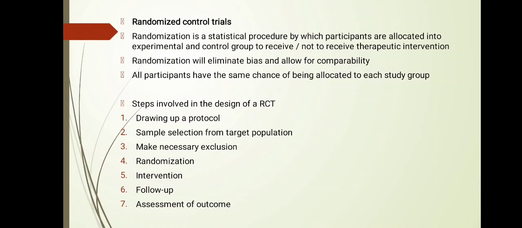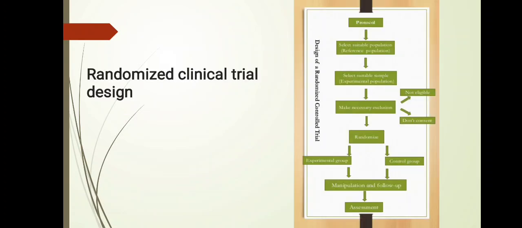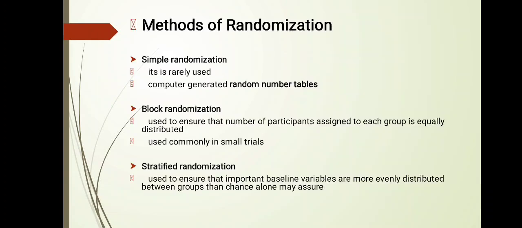Randomization is a statistical procedure by which participants are allotted into experimental and control groups to receive the intervention. Randomization will eliminate the bias and the follow-up benefit. Steps: drawing up the protocol, sample selection from the target population, making the necessary exclusions, randomization, intervention, follow-up, then assessment of outcomes. Randomization of clinical trial designs: methods of simple randomization, block randomization, and stratified randomization.